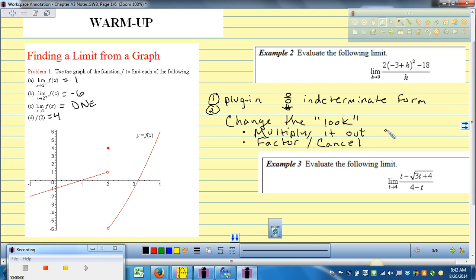All right. What if there are roots, like this one down here? What's our trick for dealing with roots? Multiply by the conjugate. Very nice. Multiply by the conjugate.